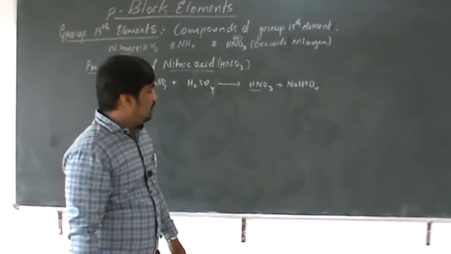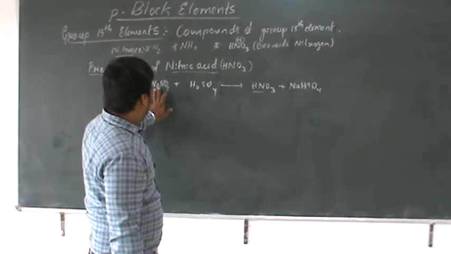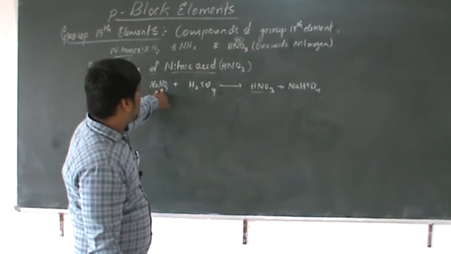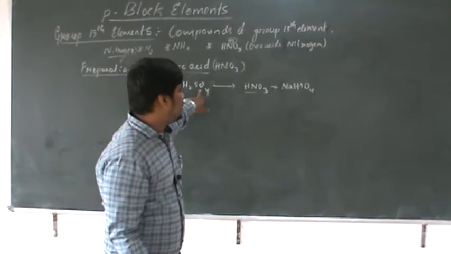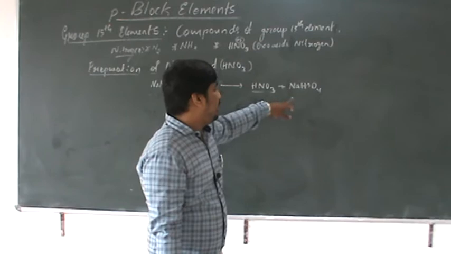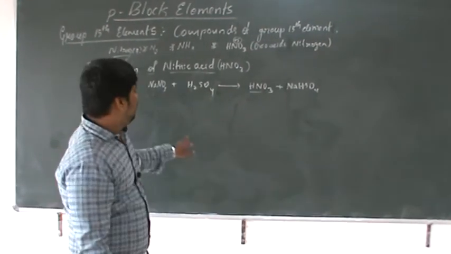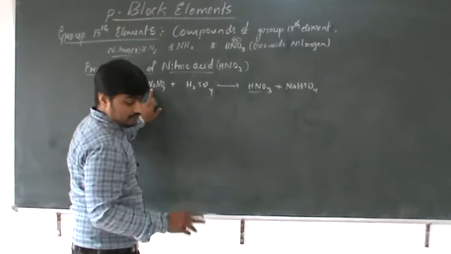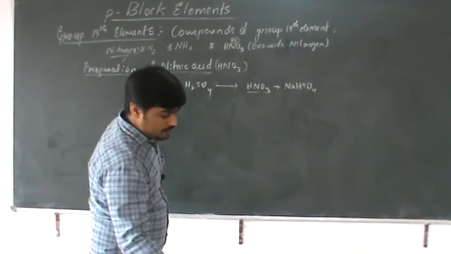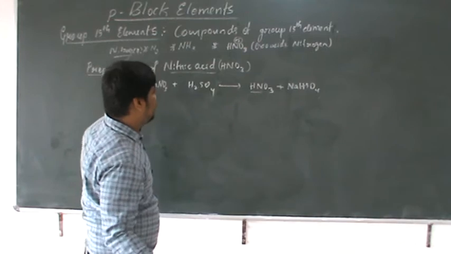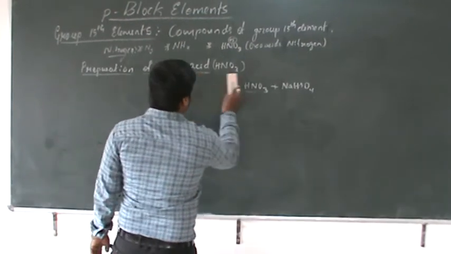Once again I recall, when the salts of nitrates are treated with sulfuric acid, it produces nitric acid, and the byproduct is sodium bisulfate. Or if we use potassium nitrate, potassium bisulfate is formed. So this is the easiest thing, I think. The next is a very important part.